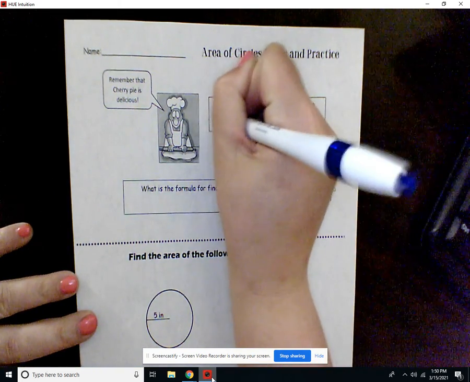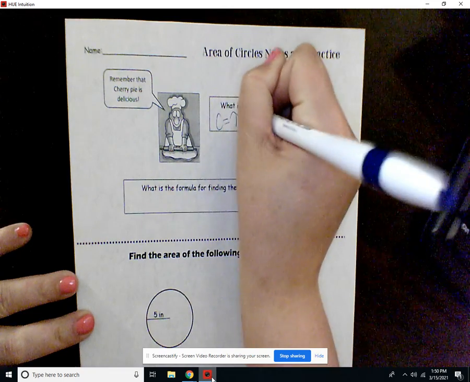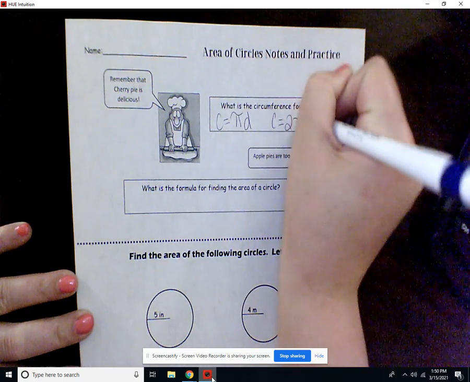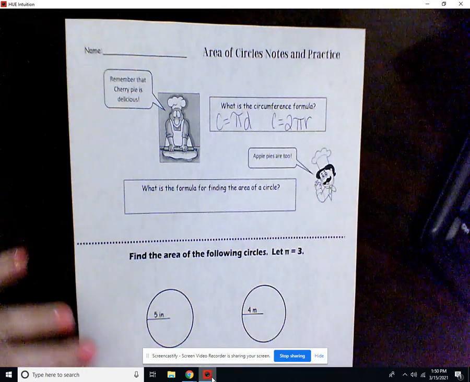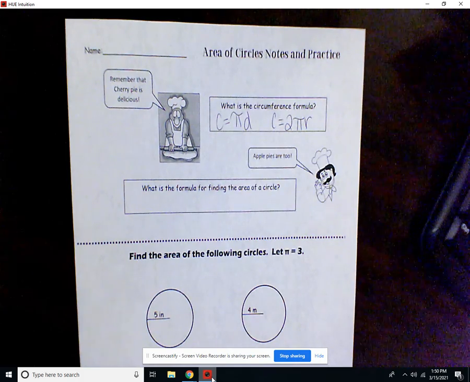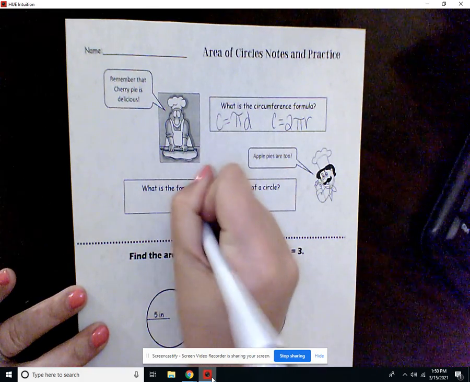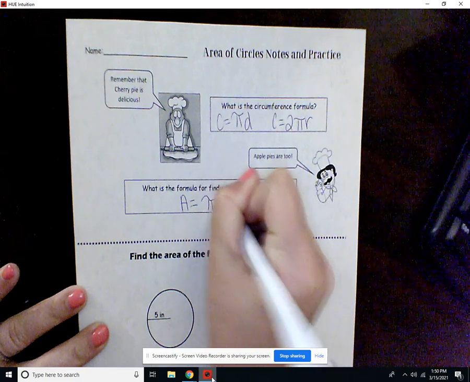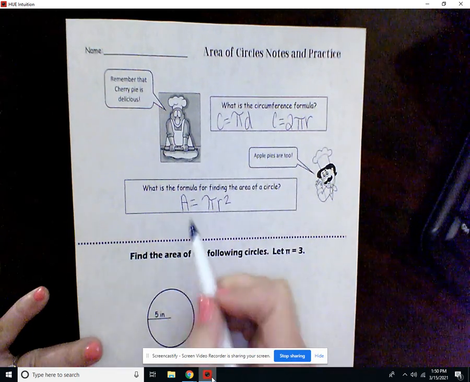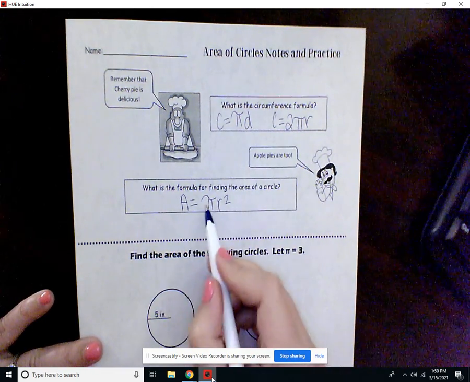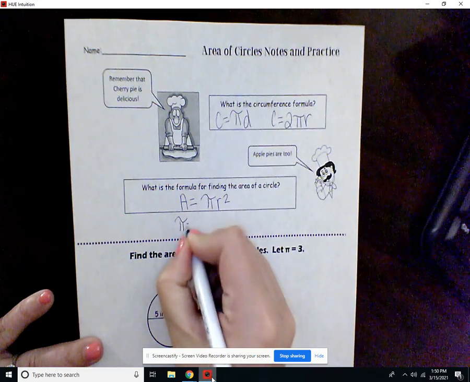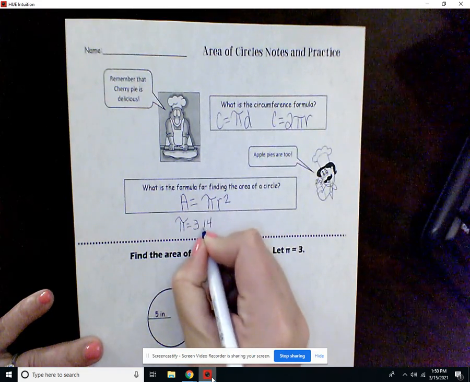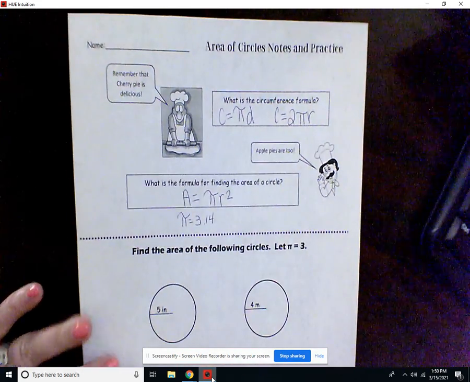Remember, we have two formulas. C is equal to pi d. C is equal to 2 pi r. But with area, we only have one formula, which is A equals pi r squared. A is area. Pi, again, if they don't give it to you, will be 3.14. And r squared means radius squared.